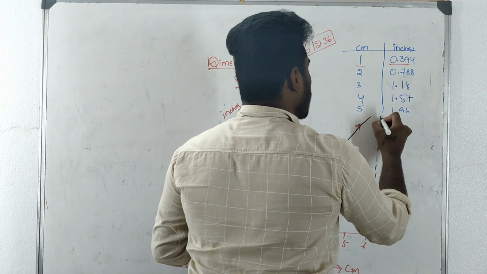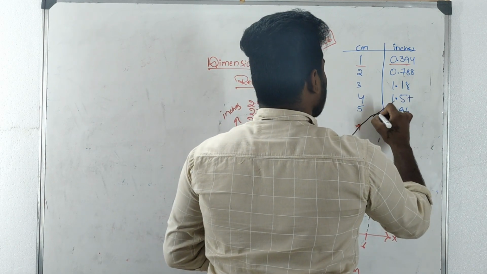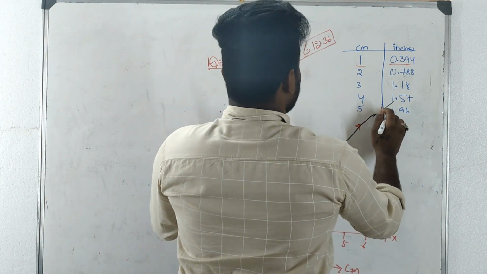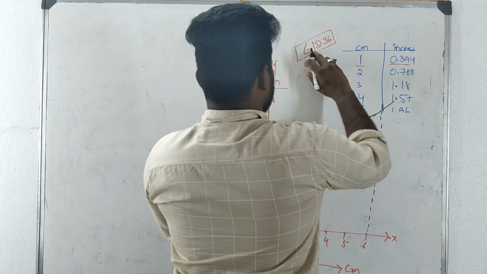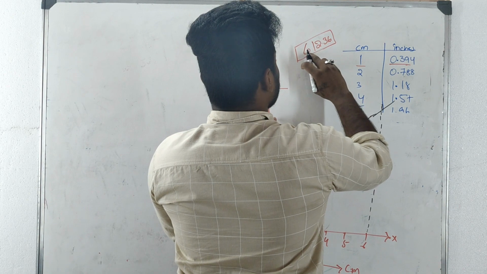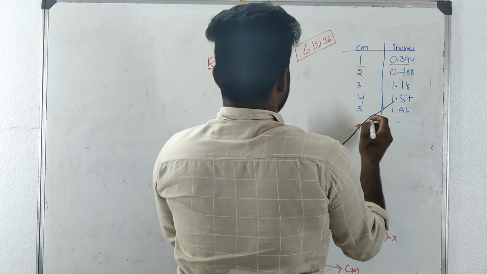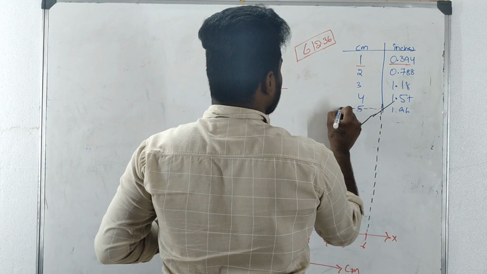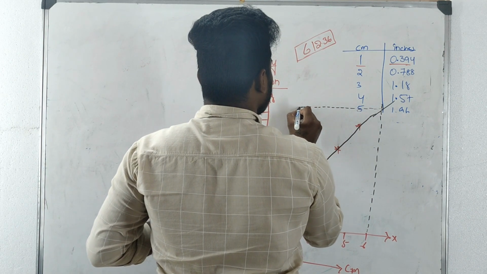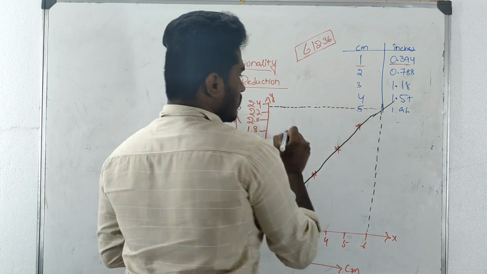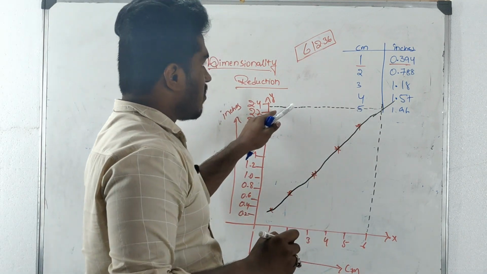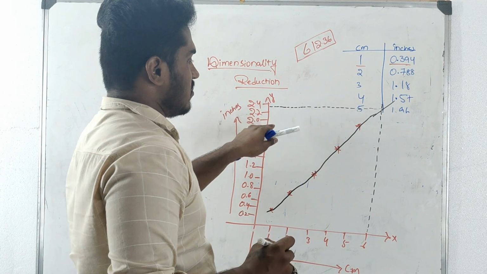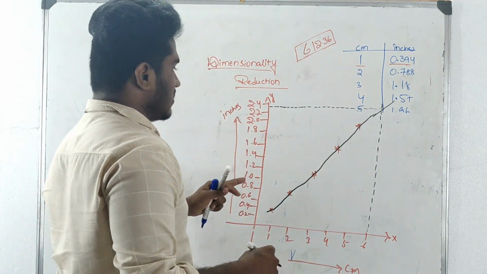So this line will go like this, right? Like this. So here it is intersected. Now we know this value is around 2.36, right? Now we'll try to join this. So approximately this particular value is obtained, 2.36. See here, likewise. So this is what dimensionality reduction is.